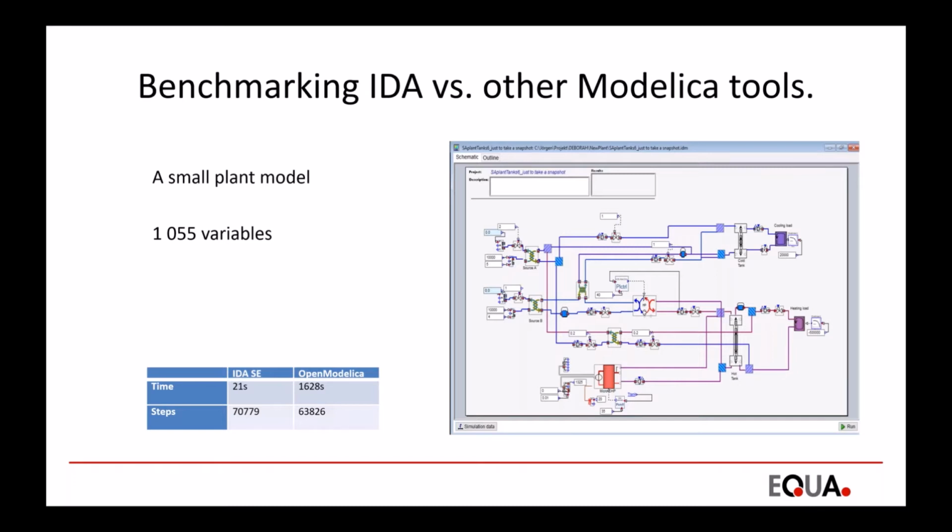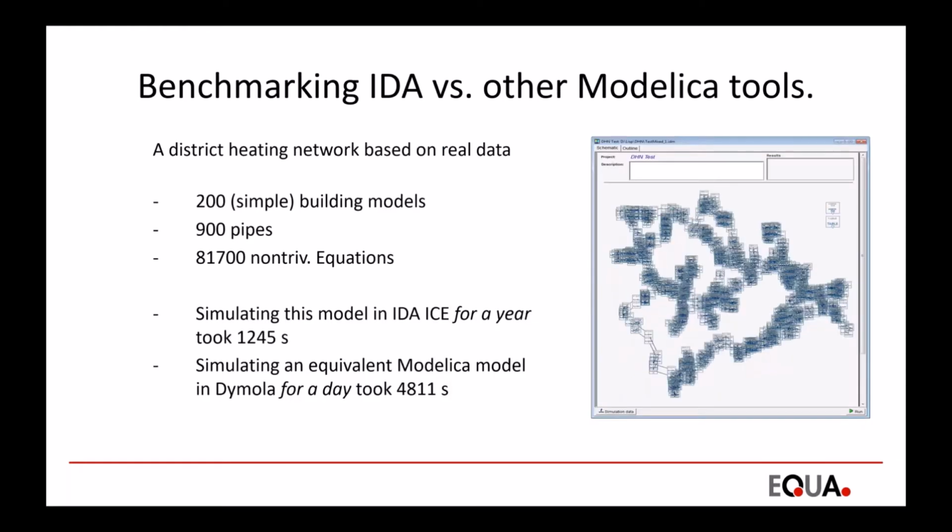And if you run this for a while, you can see that in IDA, I think it's for a year, it takes 21 seconds to run this plant, and in Open Modelica, it takes almost half an hour. So that also for quite small plants, there is a considerable difference in speed.